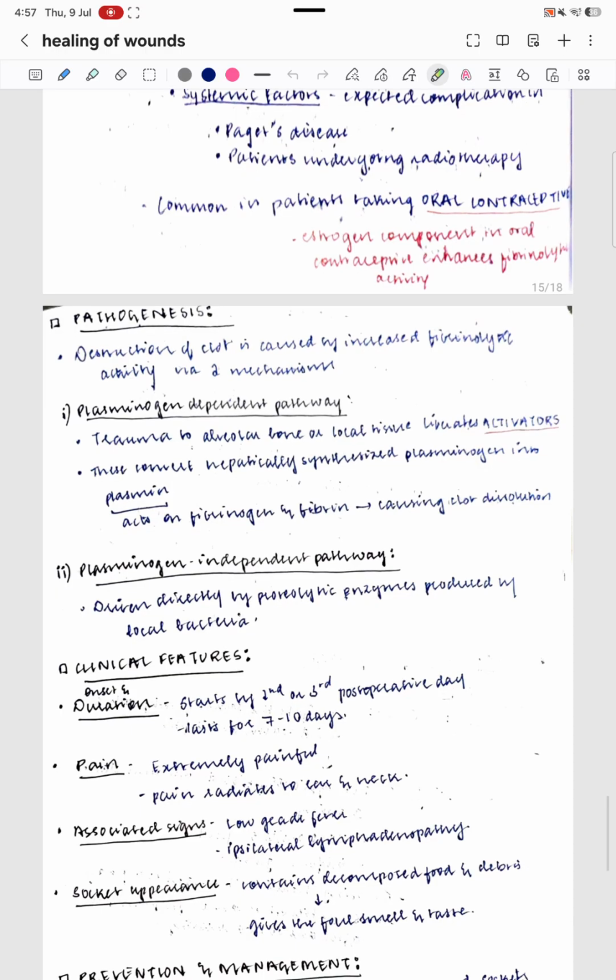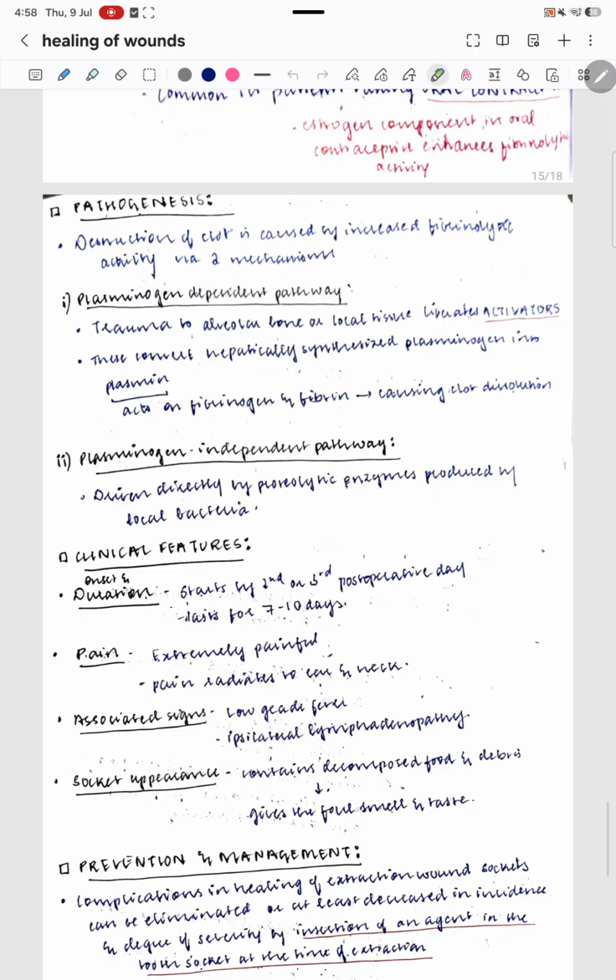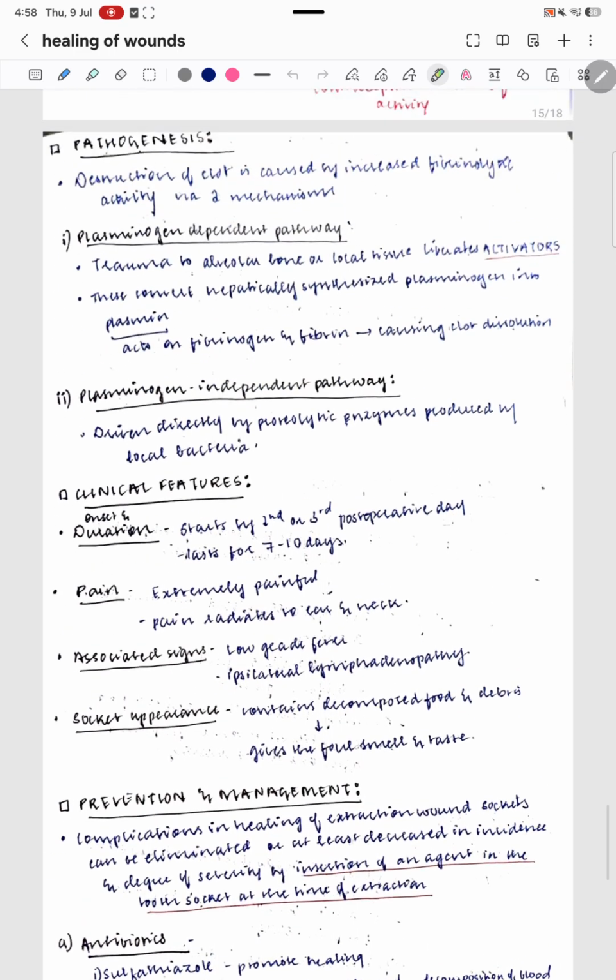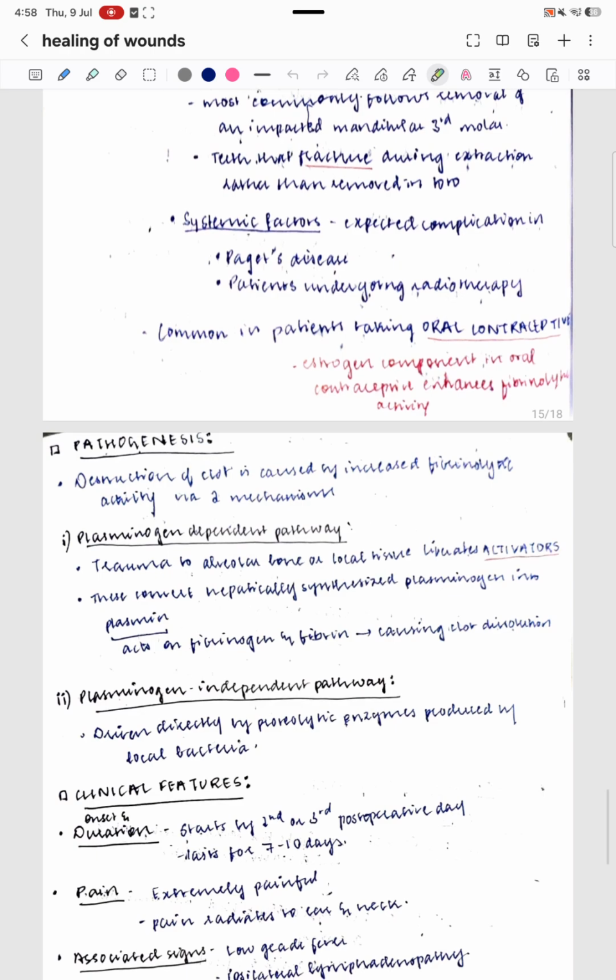Pathogenesis: the destruction of the clot is caused by an increase in fibrinolytic activity via two mechanisms. There are two mechanisms causing this increase in fibrinolytic activity. First is the plasminogen dependent pathway and second is the plasminogen independent pathway. In the plasminogen dependent pathway, trauma to the alveolar bone or local tissue liberates activators. These convert hepatically synthesized plasminogen into plasmin.